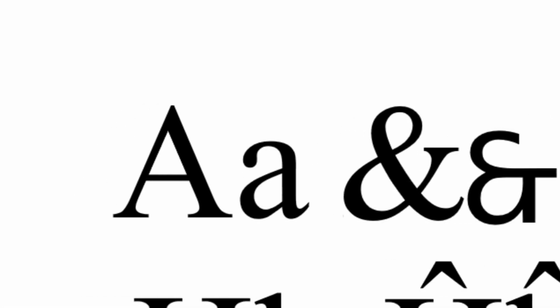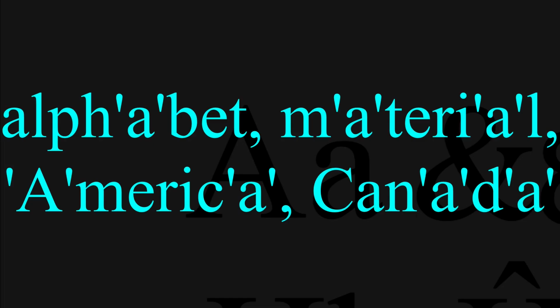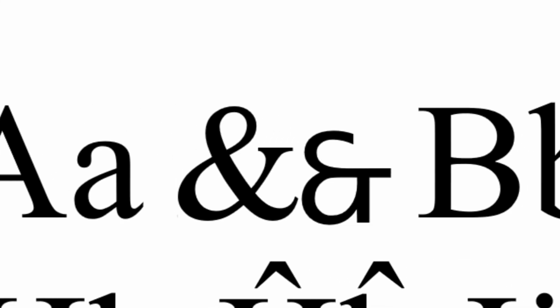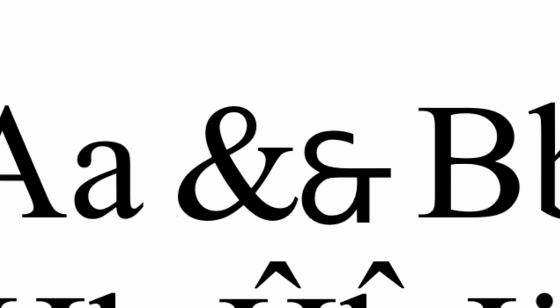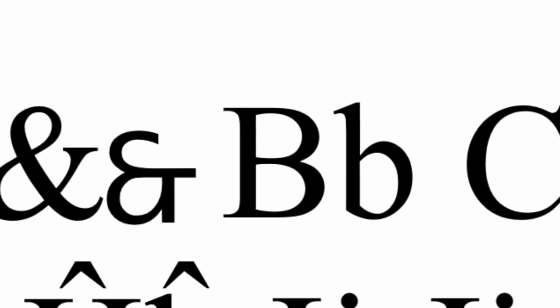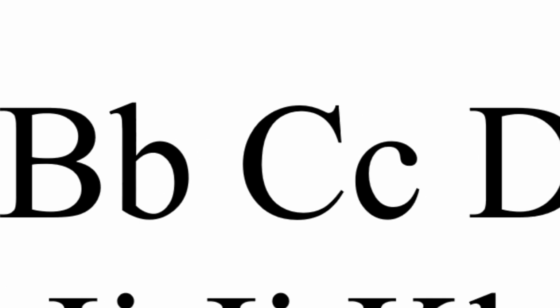So A makes a long and schwa sound. Again, a schwa sound is just like alphabet, material. It's also in America, United States of America, or Canada. So yeah, and ash or ampersand. I'm going to be using ampersand, but for short, I'm calling it and. We can use that as a short A sound. So like ash, of course, cat, bat.